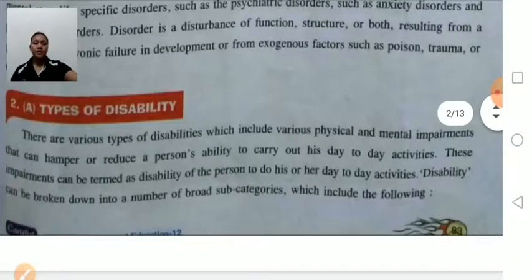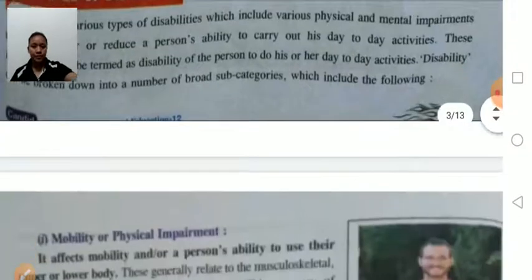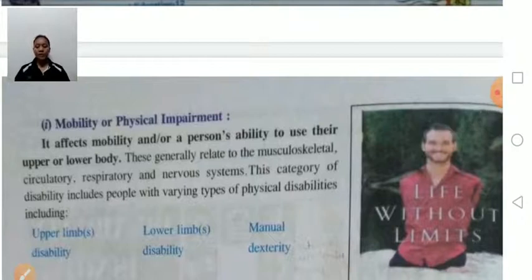Types of disability. There are three types of disability: physical impairment, cognitive disability, and intellectual disability. Mobility or physical impairment is generally related to a physical disadvantage in which an individual is not able to perform his day-to-day activity. Okay, physical impairment means a physical disadvantage due to which the person is not able to do his day-to-day activity, like not being able to see, hear, move or other things.